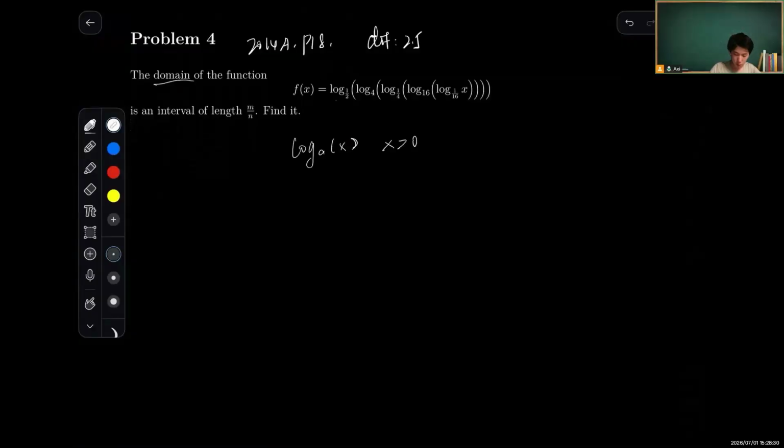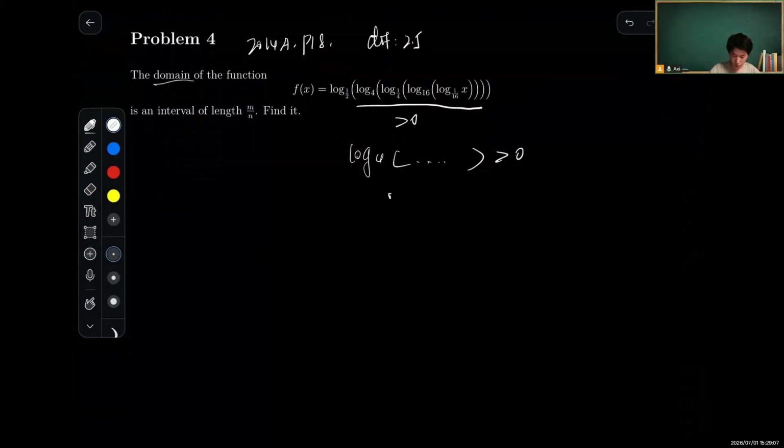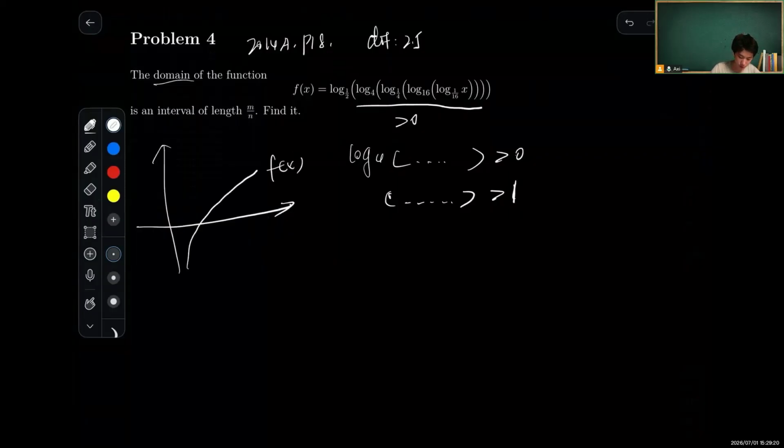Then in this case, we can analyze the above equation step by step. First, since this part is the input of log base 1/2, this part must be greater than 0. What does that imply? That implies that log 4 of the other part must be greater than 0, so this part here must be greater than 1. Recall that we have this graph of exponential. When f of x is greater than 0, then x must be greater than 1. So this is what we have.